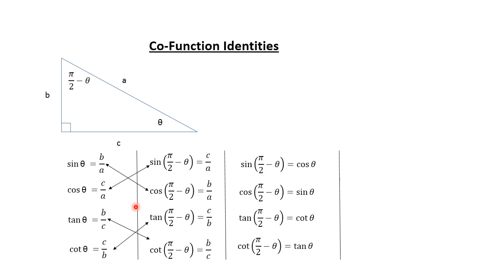Bear in mind that we should also be able to relate this to secant and cosecant. Because cosecant, remember, is the inverse of sine, so the cosecant of pi over 2 minus theta is equal to the secant of theta, because the inverse of that is equal to the inverse of this. Okay, so that follows. Same thing for secant. The secant of pi over 2 minus theta, secant being the inverse of cosine, is equal to the cosecant of theta.